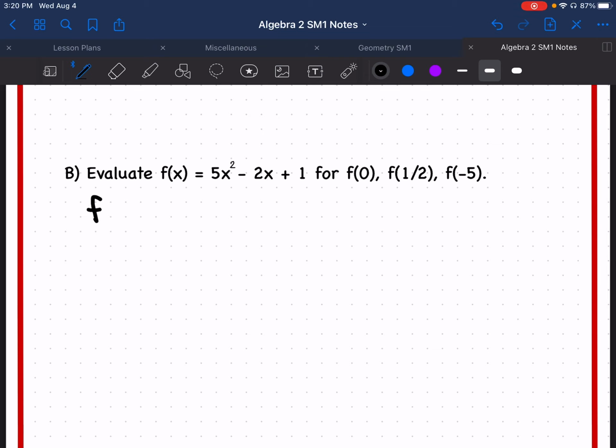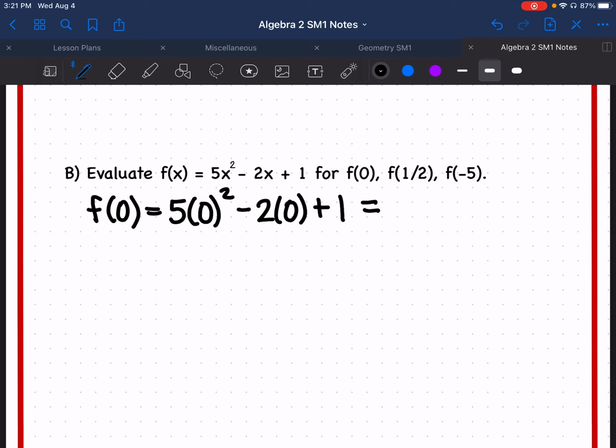So f of 0 equals 5 times 0 squared minus 2 times 0 plus 1. Well, whenever I multiply anything times 0, it's going to be 0. So 0 squared, 0 times 0 is 0, times 5 is 0. 2 times 0 is 0. So I have 0 minus 0, which is 0, plus 1. My answer is 1. All right, f of 1 half.